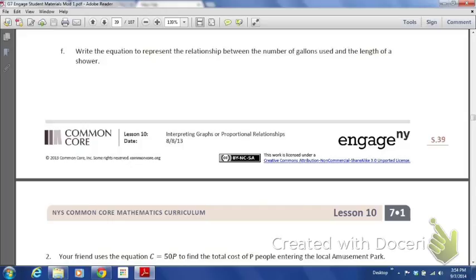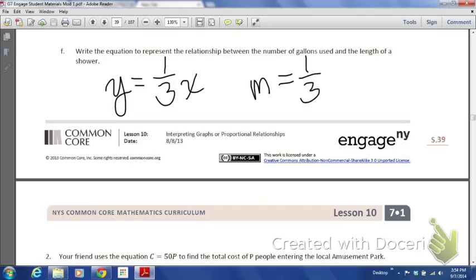Okay, and that last question there, I'm sorry, there is an F I missed here, but it asks you to write the equation to represent the relationship between the number of gallons used and the length of a shower. And we've already identified that as y equals 1/3 x. Or you may have used different letters to stand for your different variables. You could have put m for minutes equals 1/3 G, or 1/3 gallons.